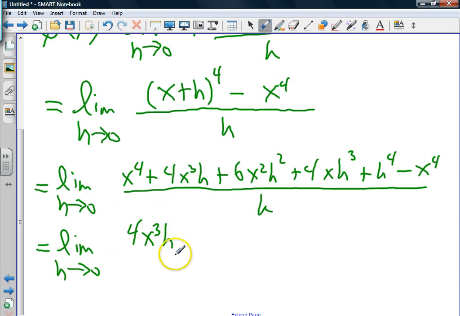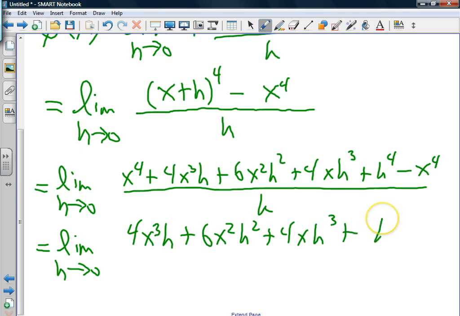Does that sound familiar? Didn't you tell me a minute ago that if the function is x to the 4th, the derivative is what? 4x cubed. That's where it's coming from. All right. Plus 6x squared h squared. This is going to drop out because the h is not going to cancel out completely here. When you plug in the 0, this drops out. All you're left with is this when the h is canceled. This is good. All right. Plus 4x h cubed plus h to the 4th all over h.